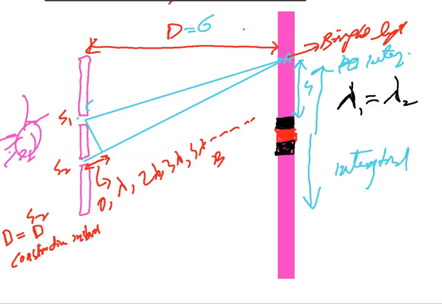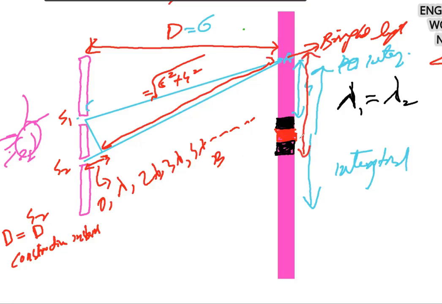You need to find this distance. You can find it like this. This will be equal to the square root of 6 squared plus 4 squared, using Pythagoras theorem. So you will get this, and this length will be equal to this length. Okay, and this distance will be given to you. Let's say that is 5. So this whole length will be equal to the square root of 5 squared plus 6 squared. Then this distance will be equal to this minus that.